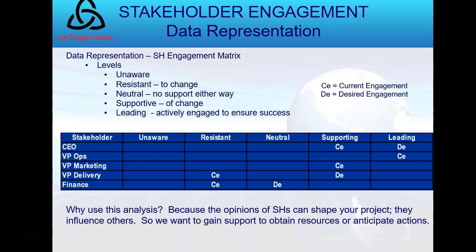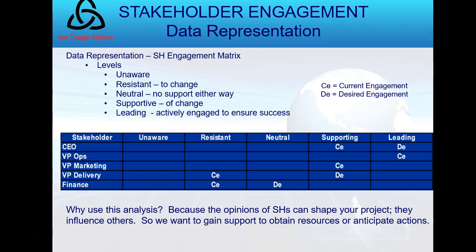So you can see I list a few of the people in the company. This list could be as long as my stakeholder list. The CEO is aware of the project, supports it. That's the current state. I'd like to get them to leading, to be a cheerleader for it. So I will work on that. The VP of Ops, the current state is leading because this was a project that they initiated and they're very excited about it. The VP of Marketing also sees future potential for growth in sales, so they support.